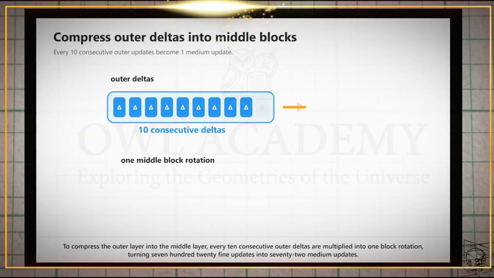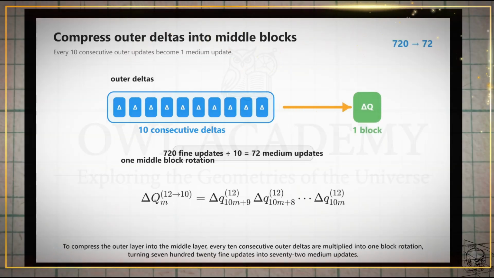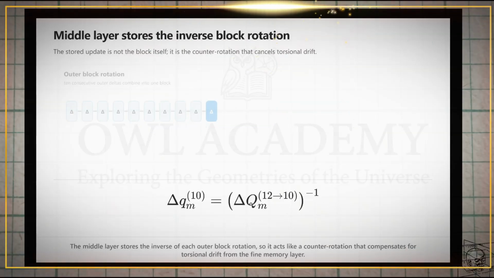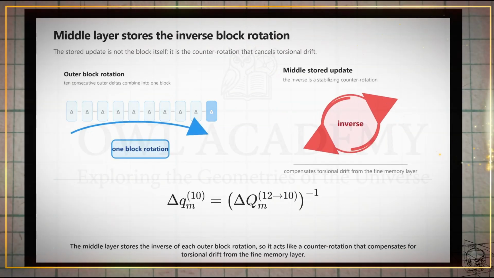To compress the outer layer into the middle layer, every 10 consecutive outer deltas are multiplied into one block rotation, turning 720 fine updates into 72 medium updates. The middle layer stores the inverse of each outer block rotation, so it acts like a counter rotation that compensates for torsional drift from the fine memory layer.